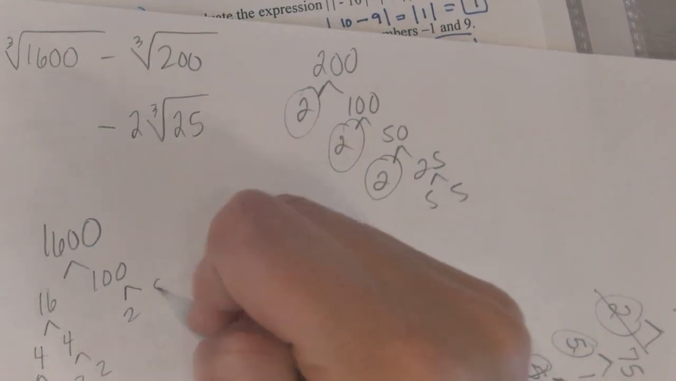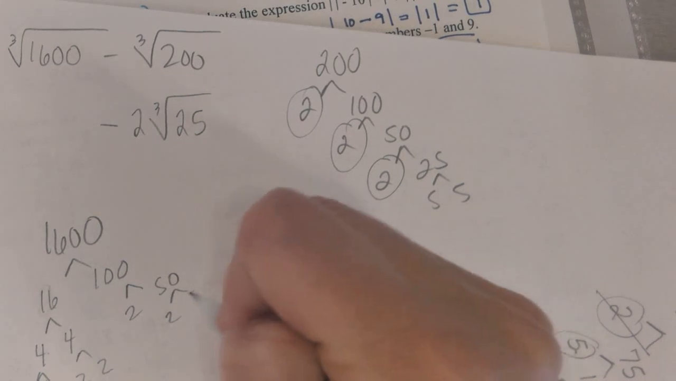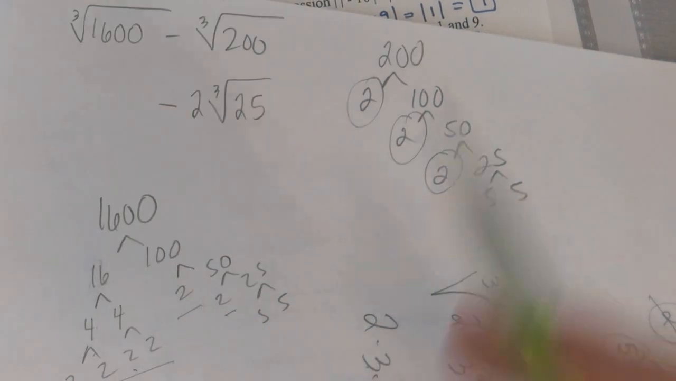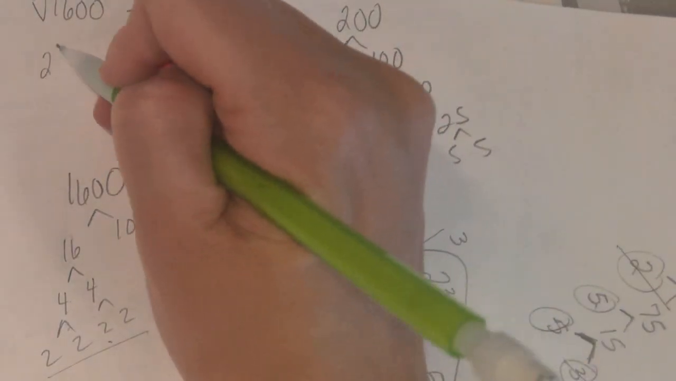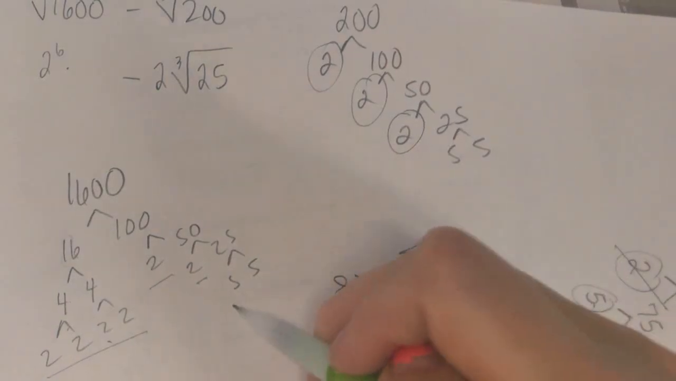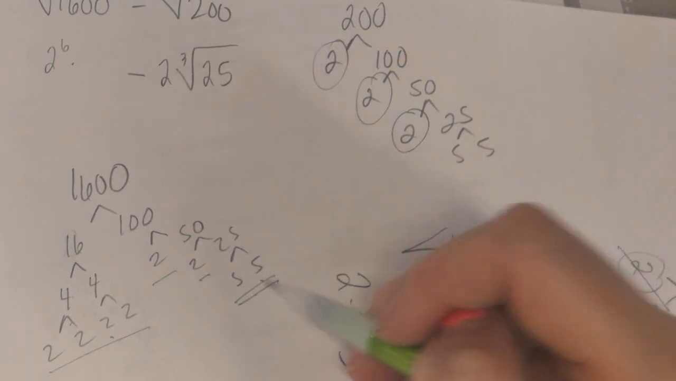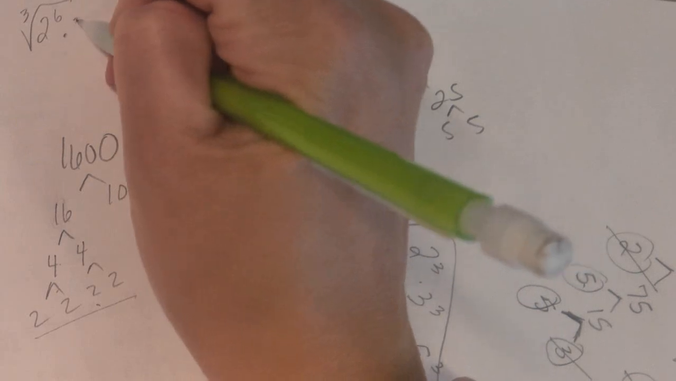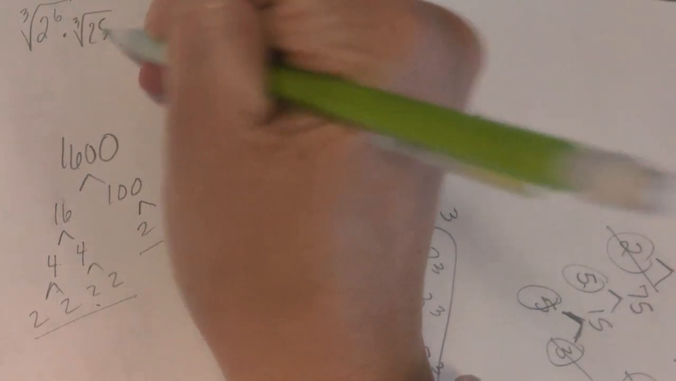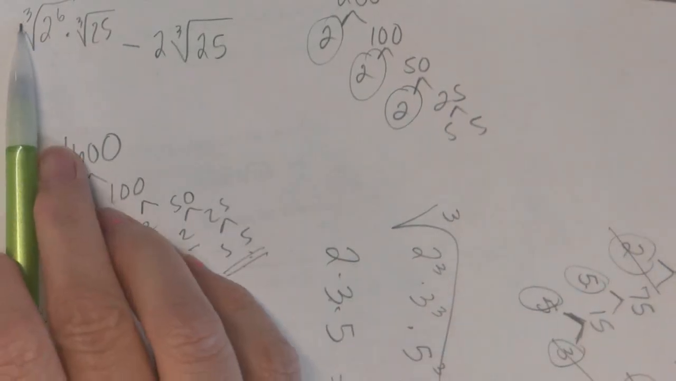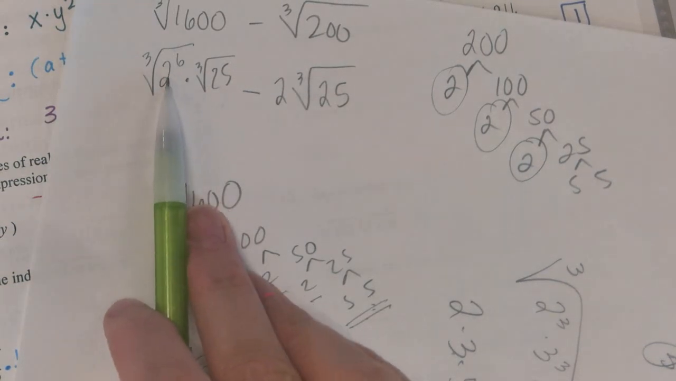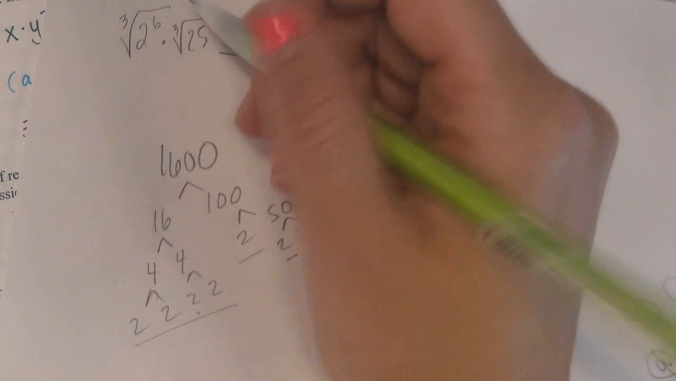Because you can kind of do shortcuts like that. Okay, and then this is 2 and 50, 2 and 25, 5 and 5. So I have 4 2's here, 2 here, so I have 2 to the 6. And then, oh look, I end up with the 2 5's again. So it's the cube root of 2 to the 6, and then the cube root of 25. I just have to simplify this. How many groups of 3 are in 6? 2. So 2 squared is 4.